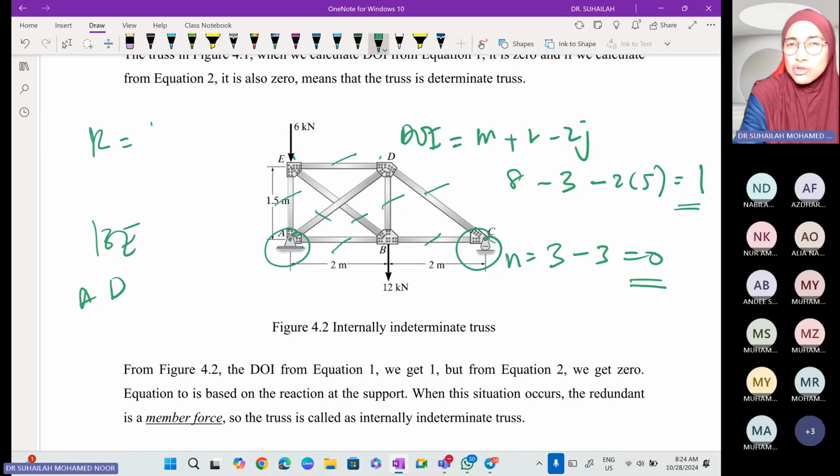So the redundant does not come from reaction, but it comes from member force. We remove a member from the system.